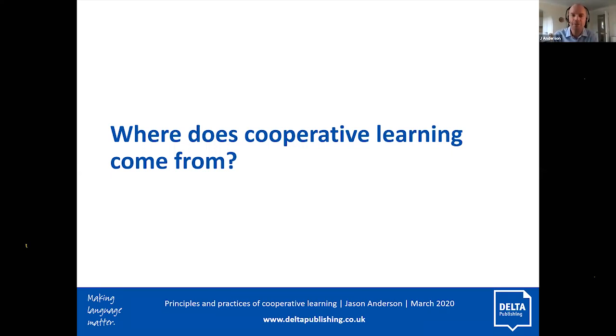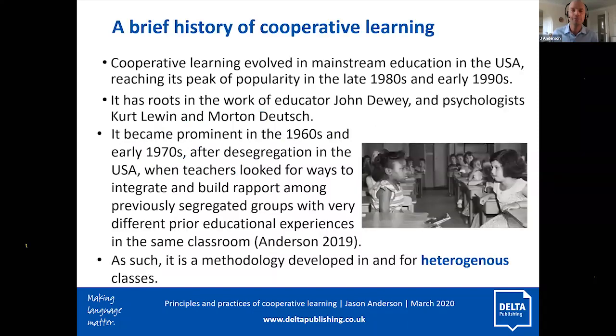So there we go. Let's have a look at a brief history of cooperative learning. Well, it evolved in mainstream education in the USA, as several of you said, and it reached a peak of popularity in the late 1980s and early 1990s. It continues to be popular, but since then, a lot of measures have come in mainstream education in America that make it more difficult for some teachers to continue to employ cooperative approaches. It doesn't necessarily come from, I just saw Heike's comment there, animal behavior. I wouldn't agree with that.